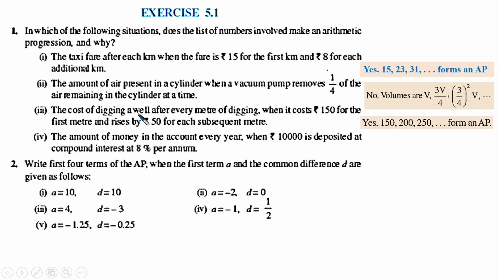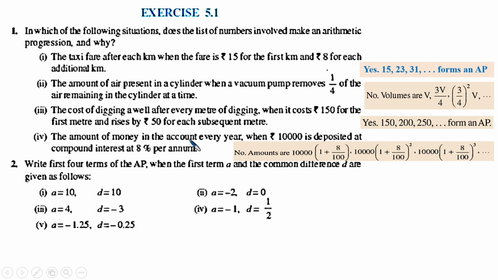And here, the cost of digging a well, every meter of digging, when it costs rupees 150 for the first meter and rises by 50 for each subsequent meter. So this is an arithmetic progression, because rupees 150 will cost for the first meter and then 50 more for consecutive subsequent meters, that is 200, 250. So this forms an arithmetic progression and the difference between them is 50.